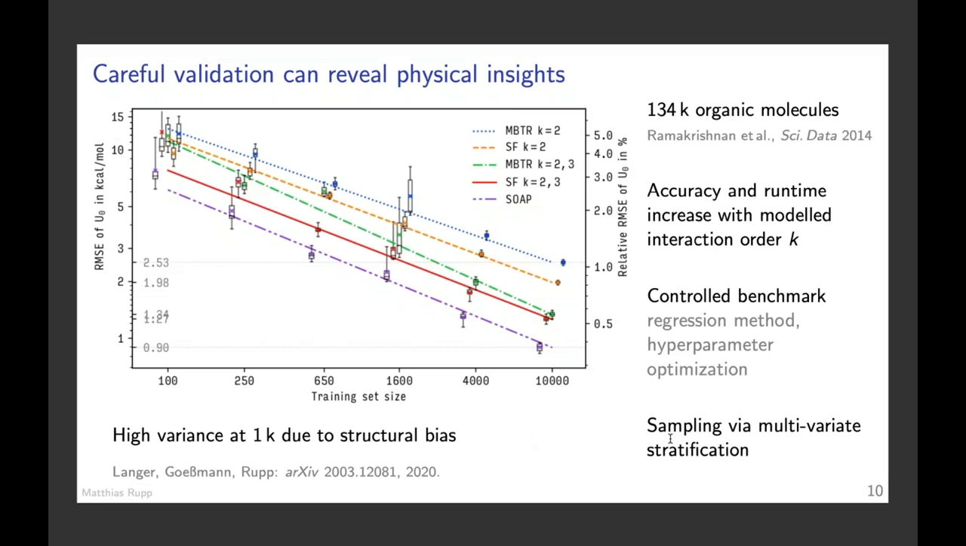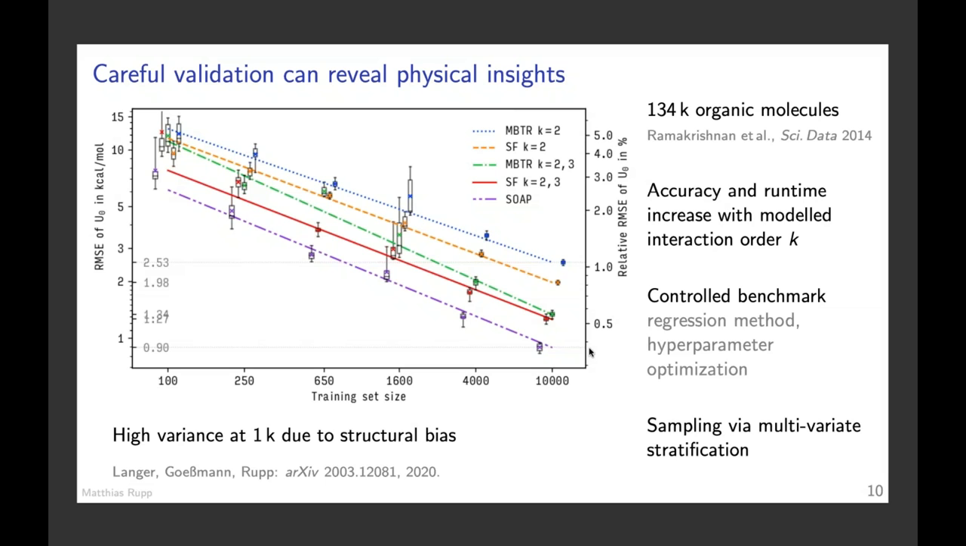But one aspect that I want to show here is that we are very careful. We control in this benchmark for the same regression method for every feature method, same way of optimizing the hyperparameters, everything the same. And because we want to see effects due to the representation alone, we are ensuring that the usual assumption of independent and identically distributed data is met here by stratifying our validation and training subsets using multivariate stratification. That means we make sure that the distribution of elemental composition, of sizes, of energies is the same in the training and validation sets.